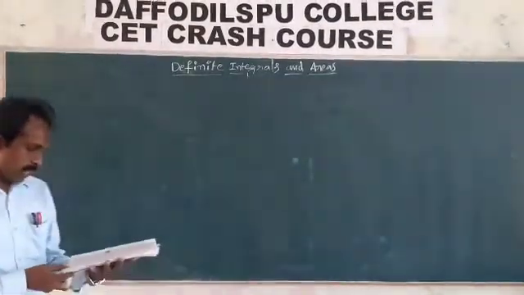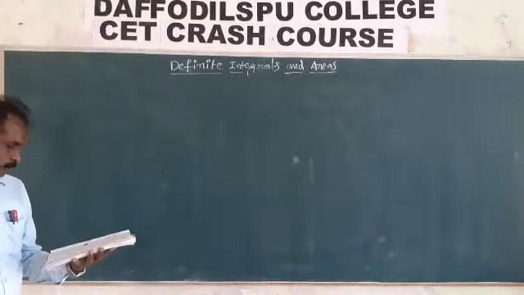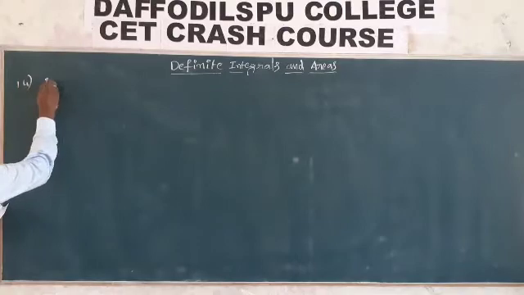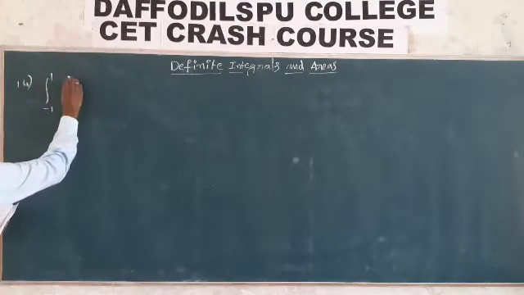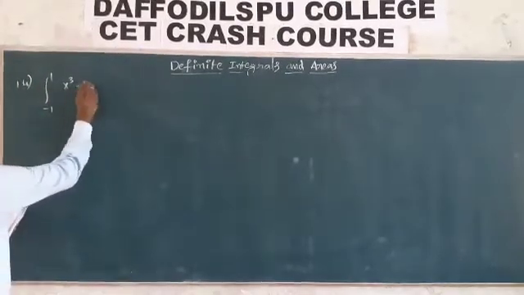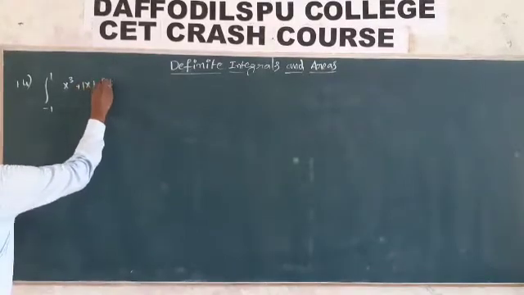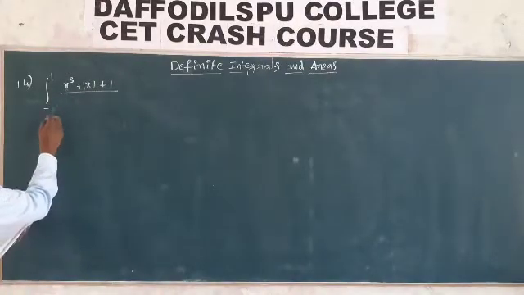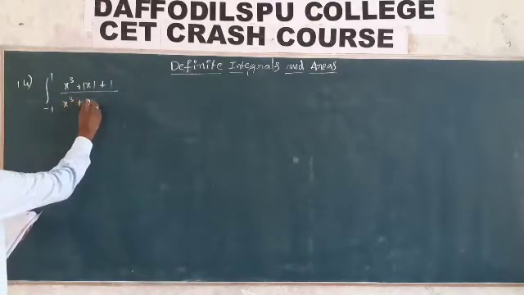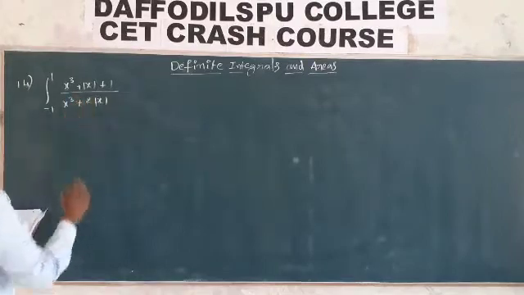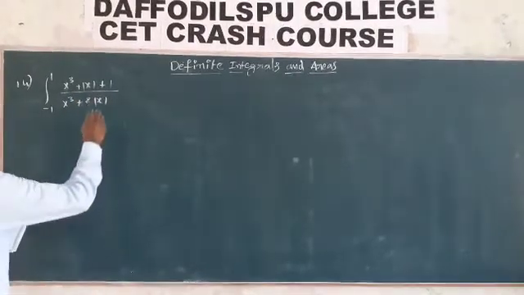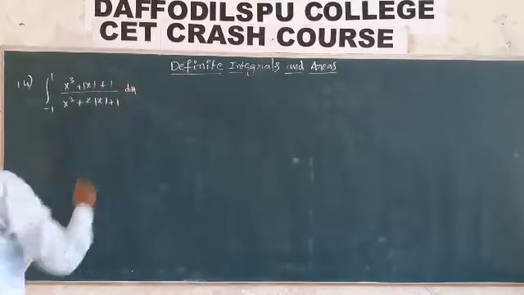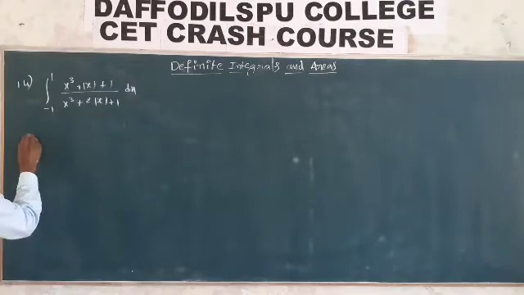Next problem: the integral from minus 1 to 1 of (x cube plus mod x plus 1) divided by (x cube plus 2 times mod x plus 1). Okay, this problem can be split like this.